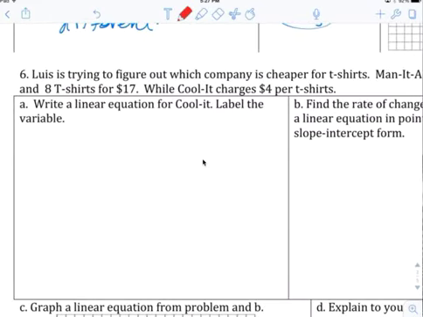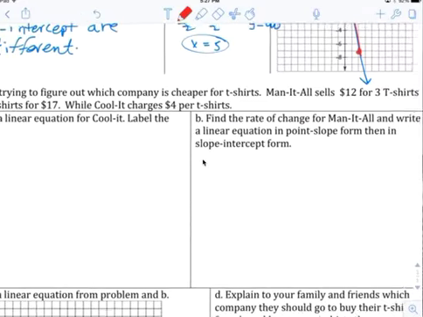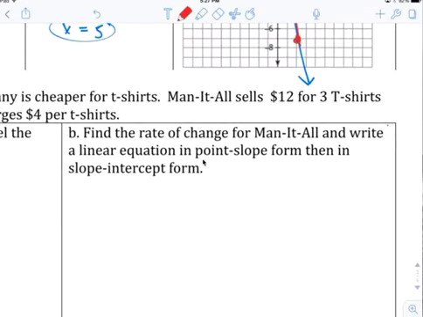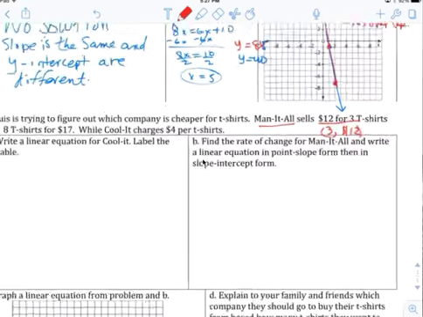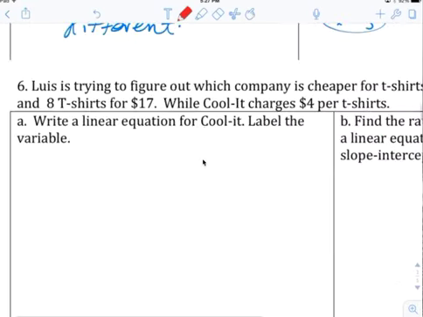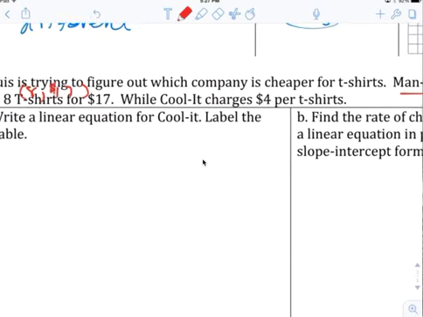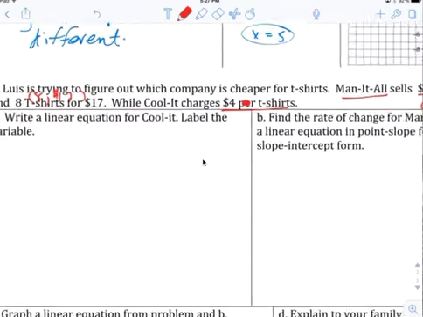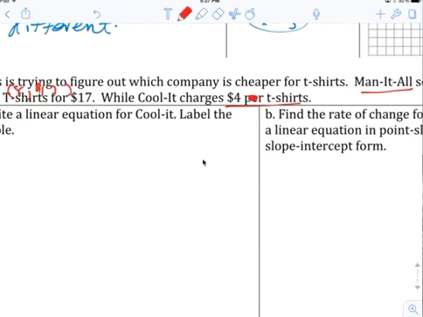Luis is trying to figure out which company is cheaper to buy t-shirts. Man It All sells 3 t-shirts for $12, and 8 t-shirts for $17. Cool It charges $4 per t-shirt, so Cool It is easy. It sells at 4 per t-shirt, 4 times x, the number of t-shirts.